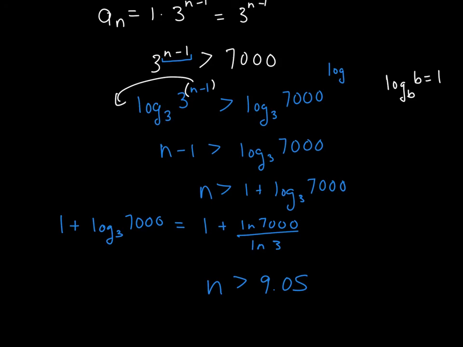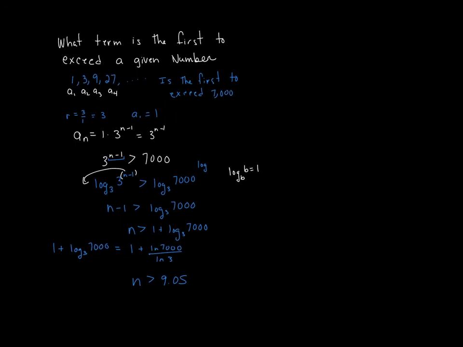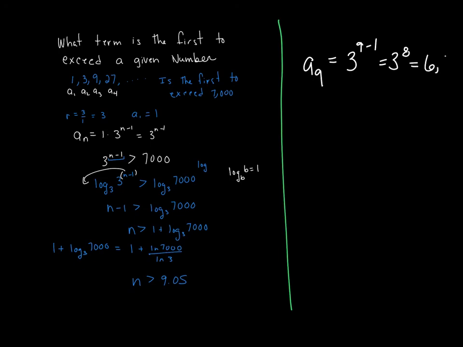Now, I do want to go through and check this. Our explicit formula was 3 to the n minus 1. When I have a sub 9, the 9th term, that would mean 3 to the 9 minus 1, or 3 to the 8th, which is equal to 6,561. The next term would be A10, which would be 3 to the 10 minus 1, or 3 to the 9th, which definitely exceeds 7,000 at 19,683.